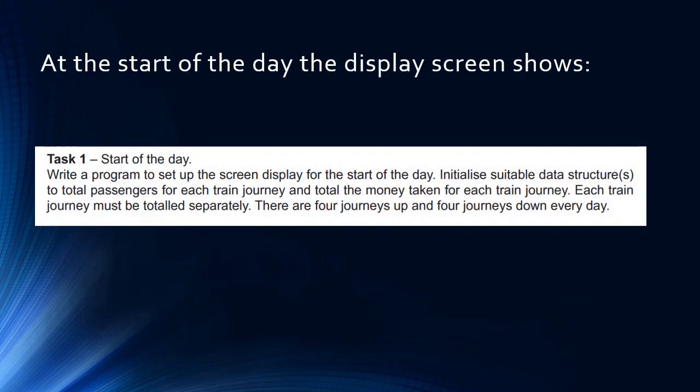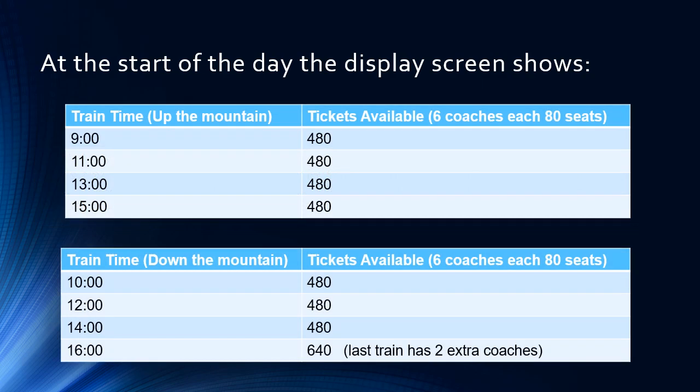Task 1 is the start of the day. We want to write a program to set up the screen display for the start of the day. We're going to initialize suitable data structures to total the passengers for each train journey and total the money taken for each train journey. Each train journey must be totaled separately, and there are 4 journeys up and 4 journeys down every day. So we basically want to make a program that will show us this display.